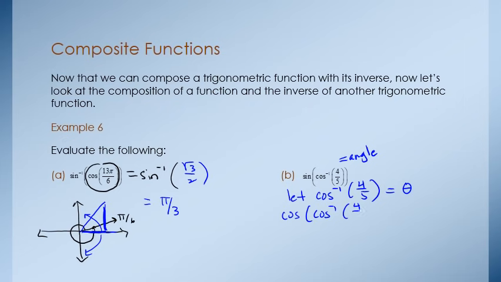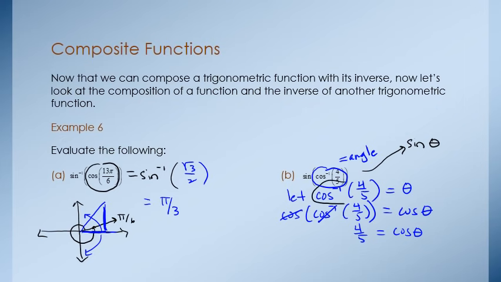Well, if I take the cosine of each side, let me show you this technique. 4/5 is within the limited domain that I have, so I get that 4/5 is equal to the cosine of theta. Now let's remember what I did here. I said that this inside part is theta. So another way of writing the original problem is to say sine of theta. And why is that? Because I said cosine inverse of 4/5 be called theta. So I've turned it into the sine of theta.